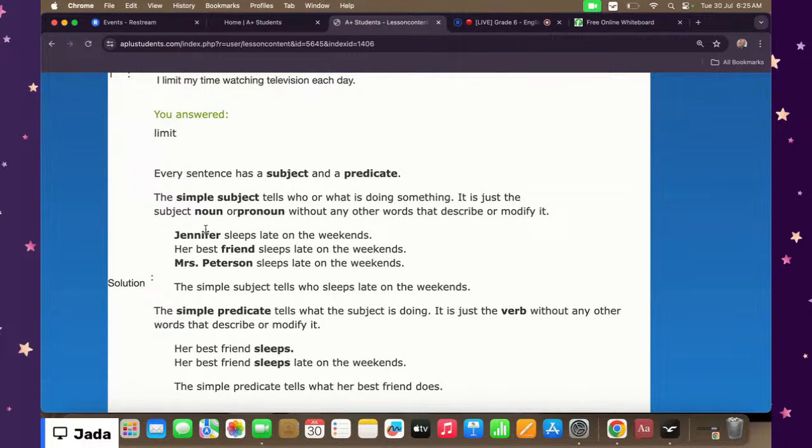All right. Jennifer sleeps late on the weekend. So Jennifer there is the noun. That's the simple subject. It's telling us what she does during the weekend. Her best friend sleeps late on the weekend.